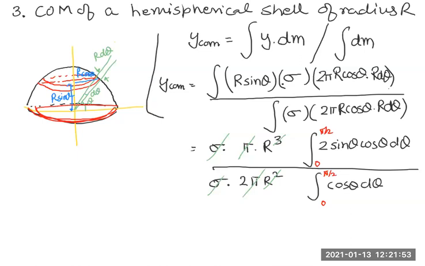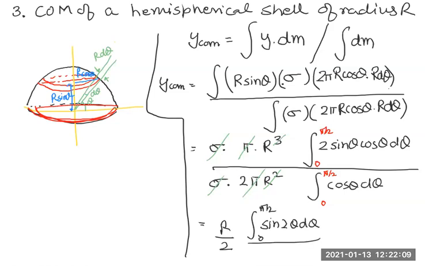So this tells us this will be equal to r by 2 integral of sine 2 theta d theta from 0 to 90, divided by integral of cos theta d theta from 0 to 90. So this will be r by 2. Anybody remember what is the integral of sine 2 theta d theta?